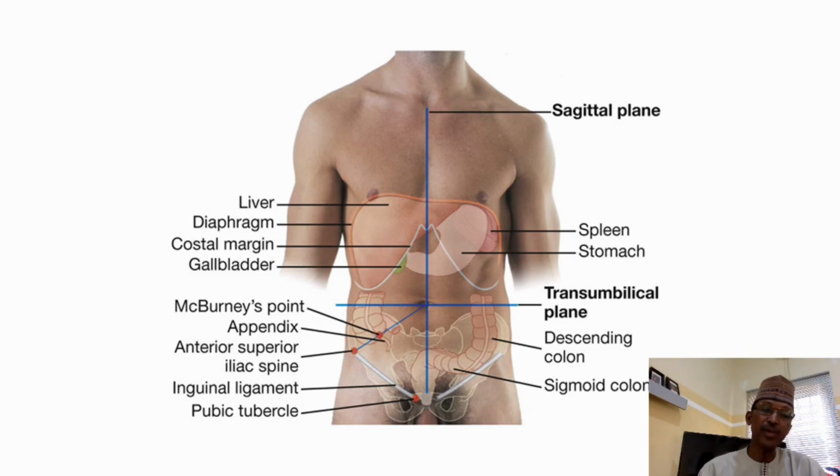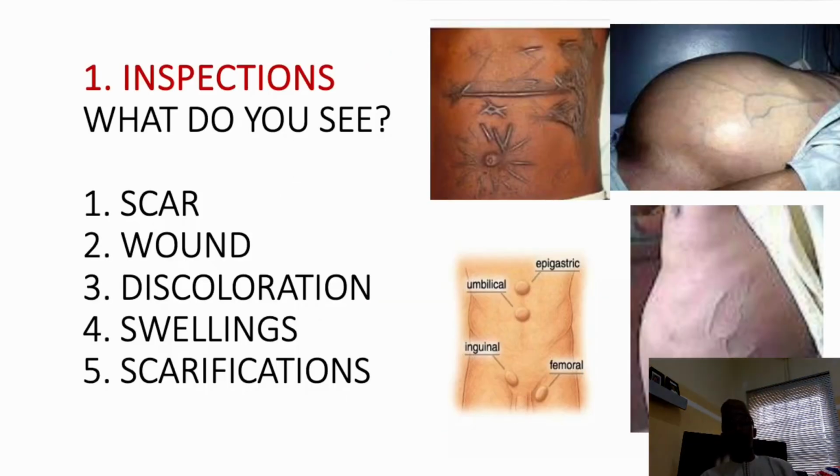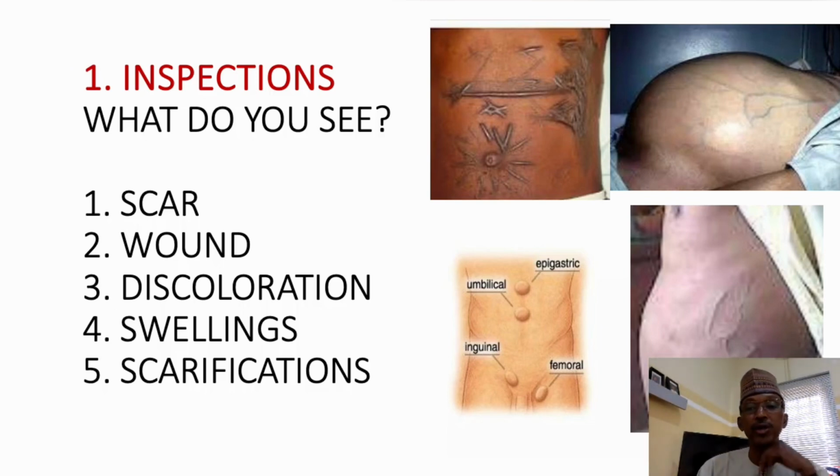There are other important intra-abdominal structures that we will discuss when I come along with the other aspects of the clinical anatomy of the abdomen. I will discuss them. So now, if you ask the patient to lie down on the examination couch, you make inspections of the abdomen.